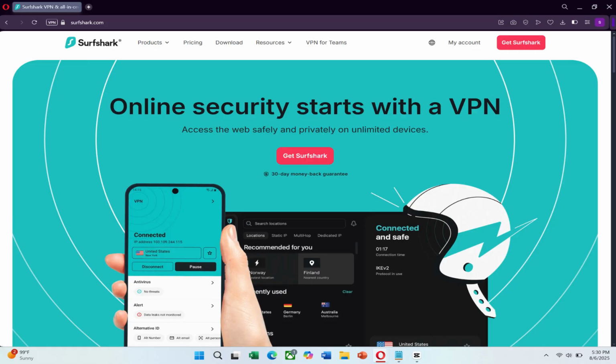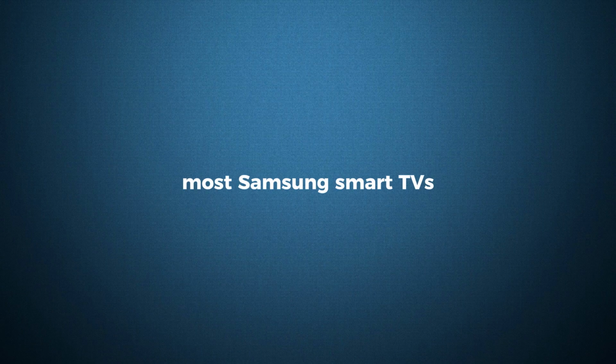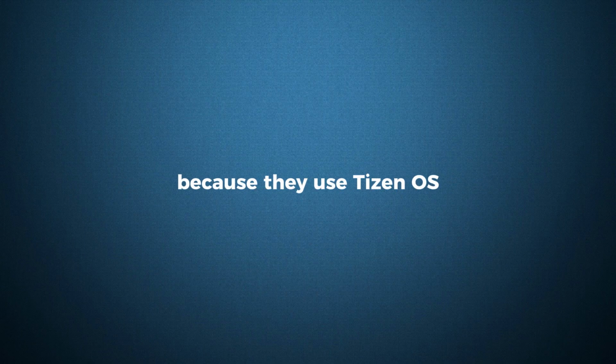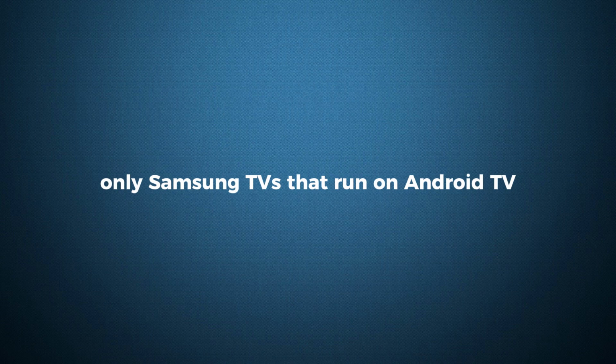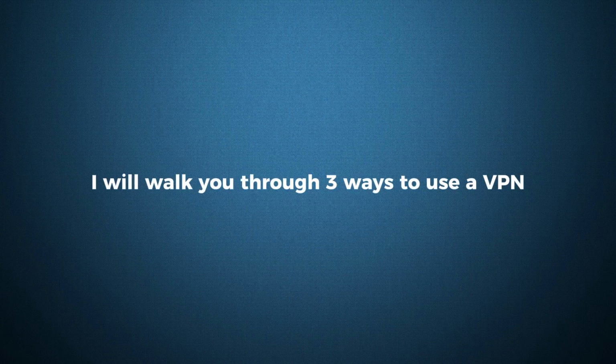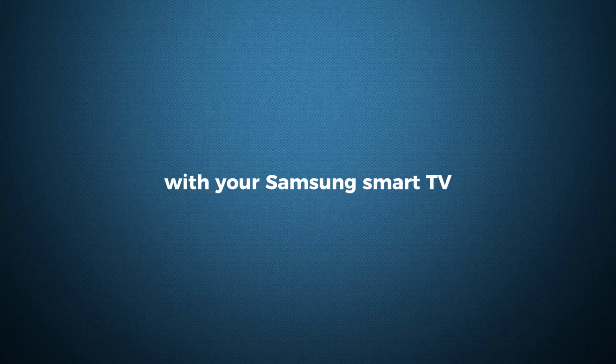Once you have your account, you can set up the VPN using one of the methods we will cover. Most Samsung Smart TVs do not let you install VPN apps directly because they use Tizen OS, which does not support VPN apps. Only Samsung TVs that run on Android TV allow VPN apps to be installed. I will walk you through three ways to use a VPN with your Samsung Smart TV.